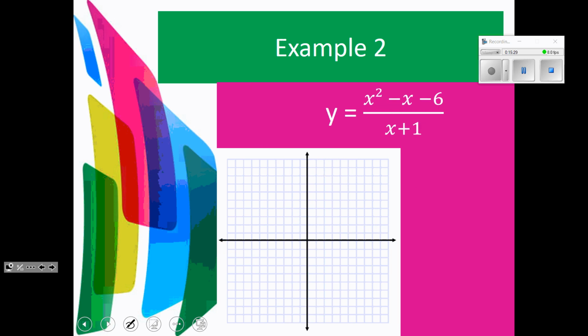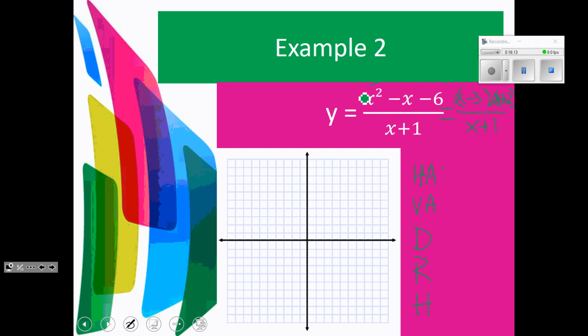So the first thing you need to do is factor. It's always got to be simplified. So I'm going to factor this into x, minus 3, and plus 2, I believe. And this will be x plus 1. Okay, so let's make our list: HA, VA, domain, range, holes. All right, so let's go back to our rules.